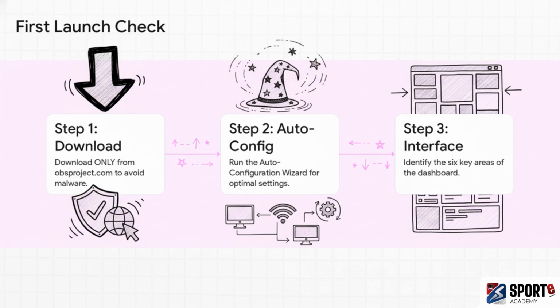All right, step 1, and listen up, because this is super important for security. Only download OBS from its official website. That's obsproject.com, nowhere else. When you launch it, it's going to ask if you want to run an auto configuration wizard. Say yes. Let it do its thing. It'll scan your computer and your internet to give you the best settings right out of the gate. Then we just need to figure out what we're looking at.